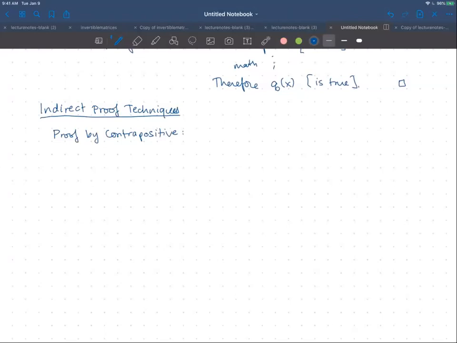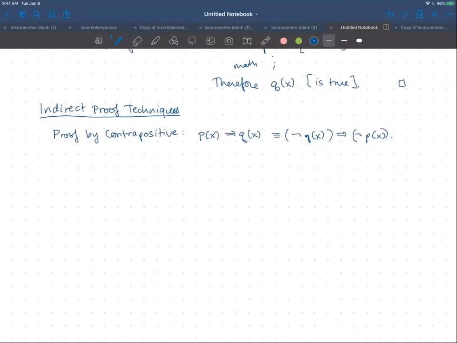So remember that the contrapositive of P implies Q, and I'll make this our propositional function P of X. P of X implies Q of X. That's logically equivalent to not P of X. I got it backwards. Not Q of X. I was starting to write down the inverse, I mean the contrapositive. So not Q of X implies not P of X. And so we can use this to figure out another proof technique.